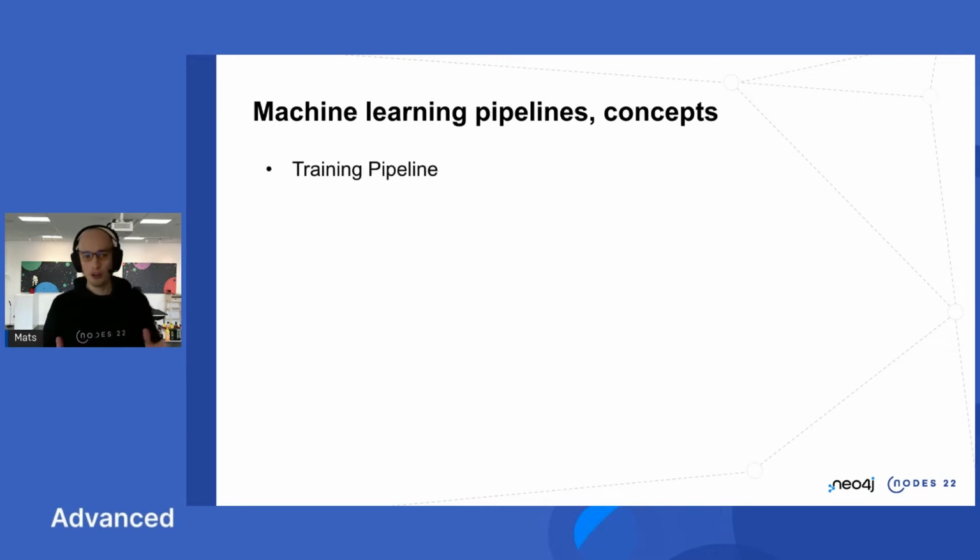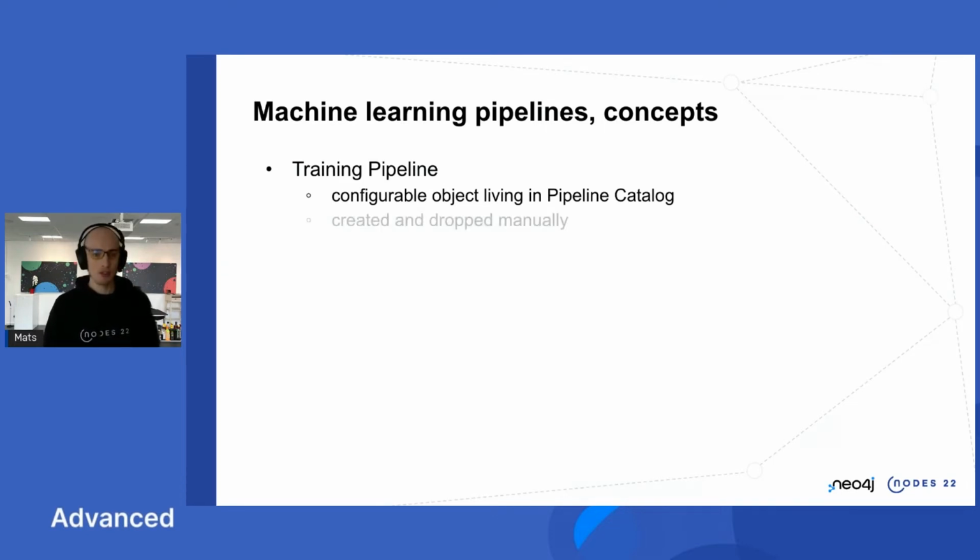Some of the concepts that we talk about in documentation and inside the product and in our presentations and so on refer to these pipelines. And it's good to have them in mind so that we are all talking about the same thing. So first comes the concept of the training pipeline. This is the configurable object that lives in the pipeline catalog. It has to be explicitly created by the user, by you. Then it's in the catalog.